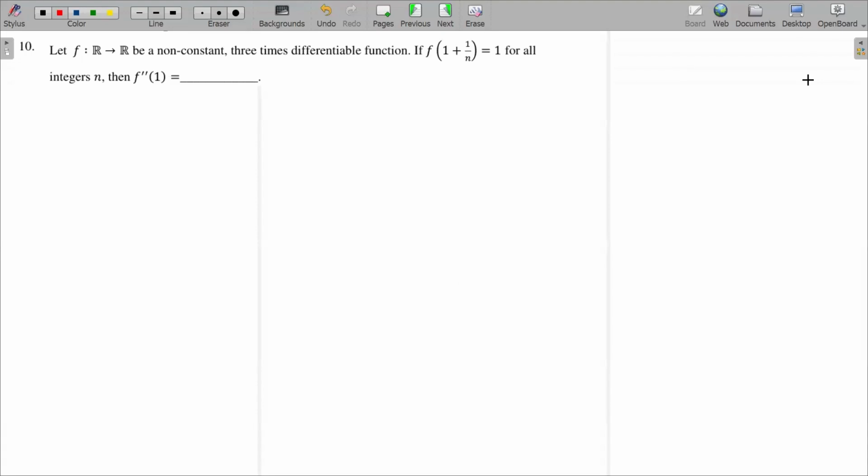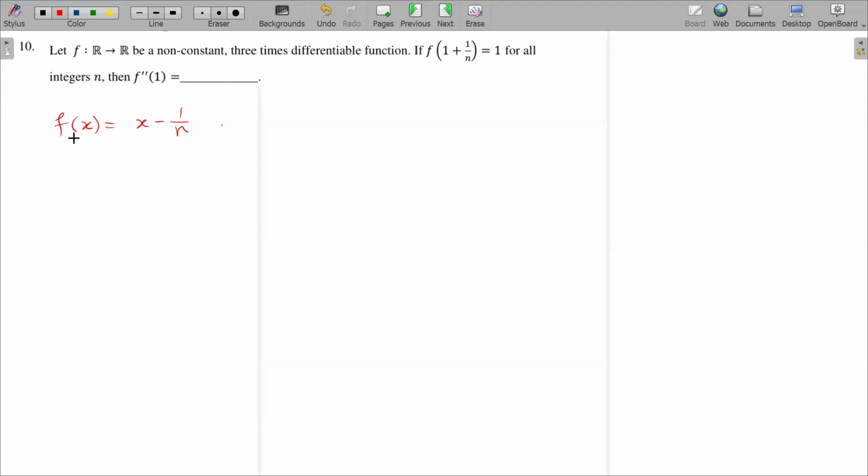f of x is equal to x minus 1 by n. Okay, let's see. f of x is equal to x minus 1 by n. But what is n? A fixed natural number? n can be any number. Yes, sir, arbitrary. So f of 1 plus 1 by n will always give 1.